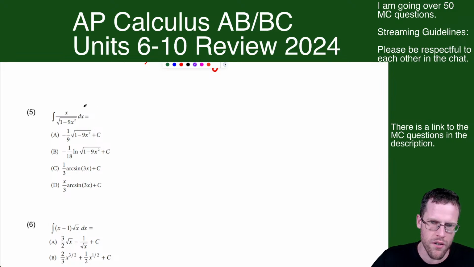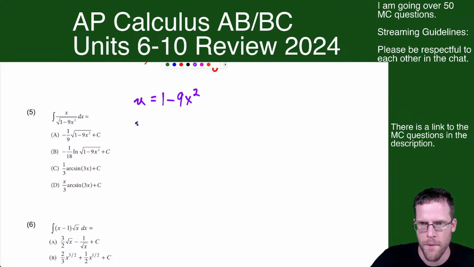All right, so here I'm going to do a u-sub. I want to integrate this. So u equals 1 minus 9x squared. Now du, the derivative, we have minus 18x. I'm just doing 2 times negative 9 is negative 18, x to the 2 minus 1.